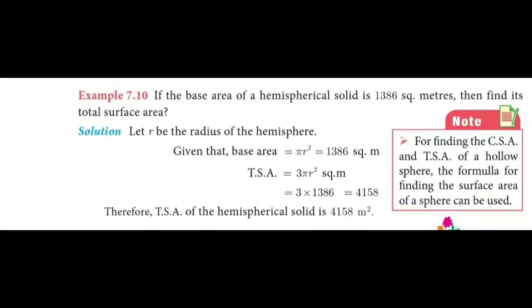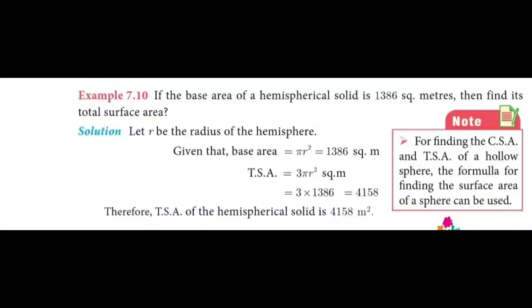Next one, example 7.10. If the base area of a hemispherical solid is 1386 square meters, then find its total surface area. Base area means the area of a circle, so the area of the circle is equal to 1386.